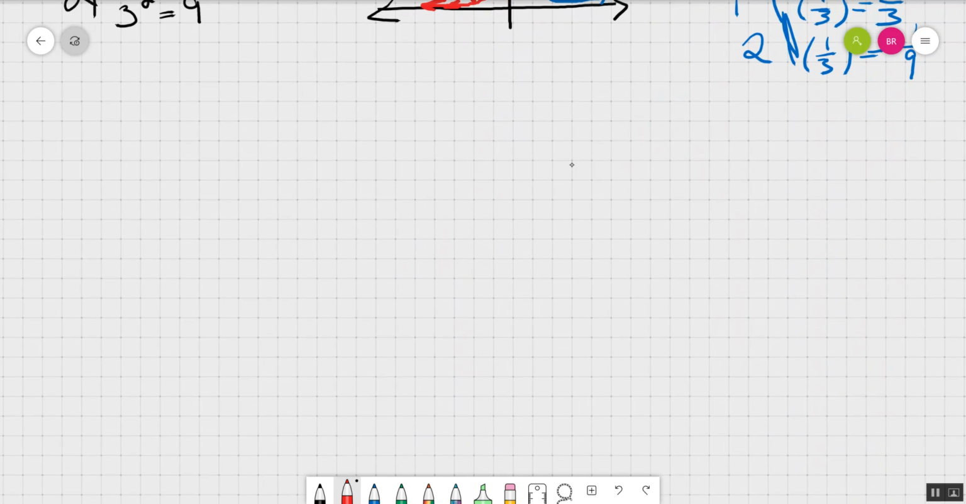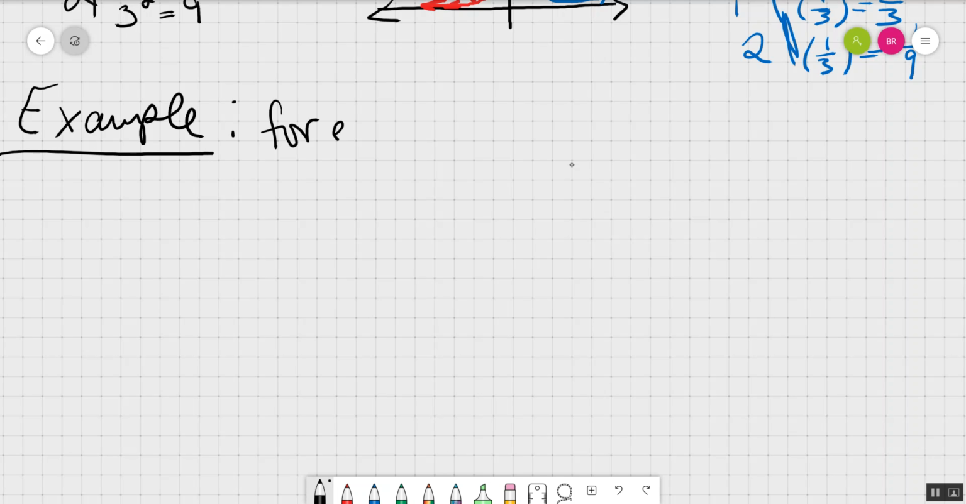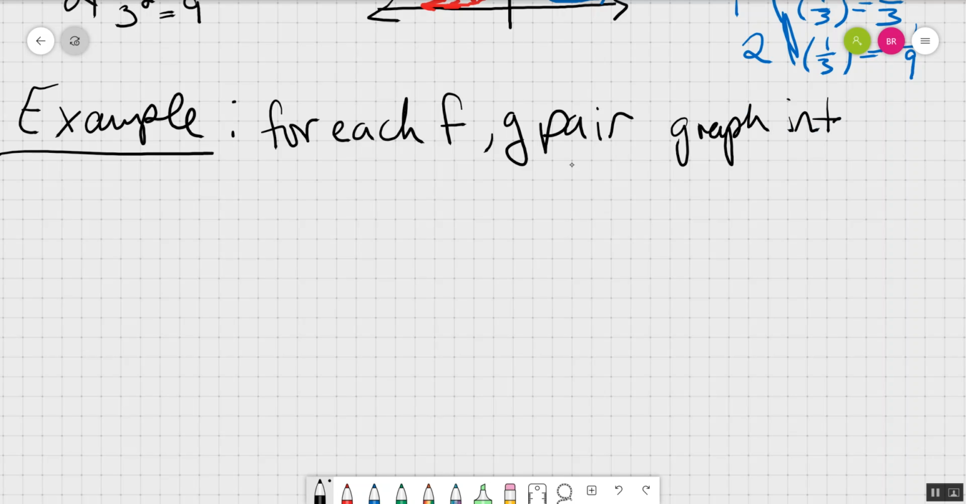Let's do some more graphing with this. So we're going to do some graph comparisons. Example: for each F, G pair, graph integers between -2 and 2. And then describe how the graph F is related to G.